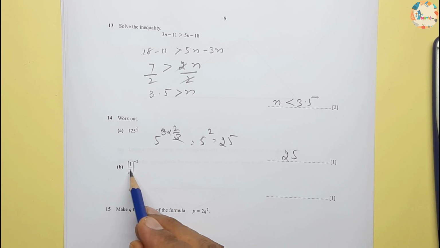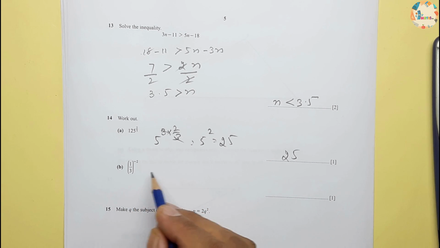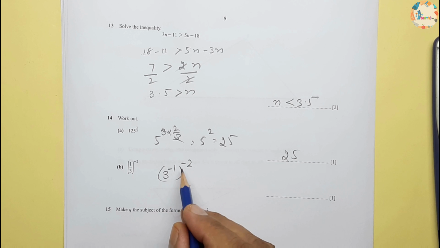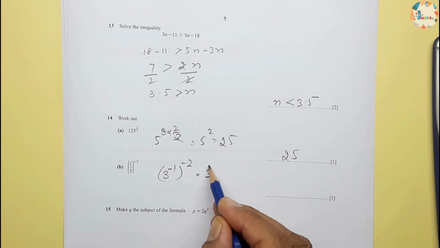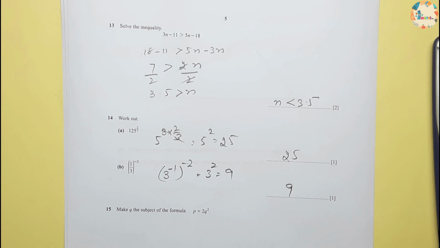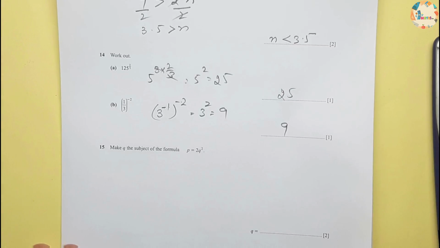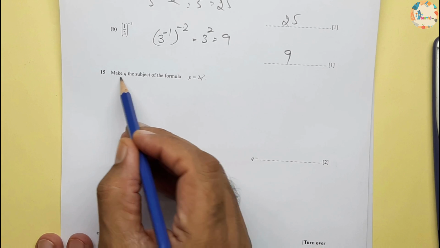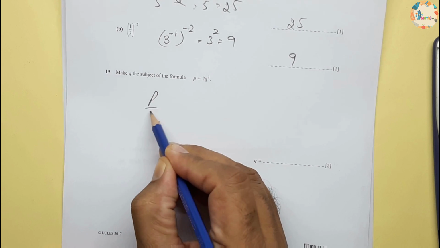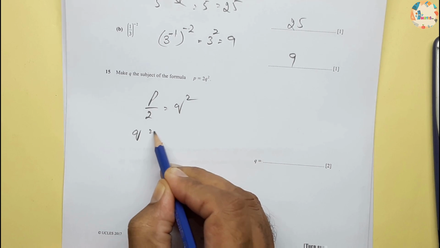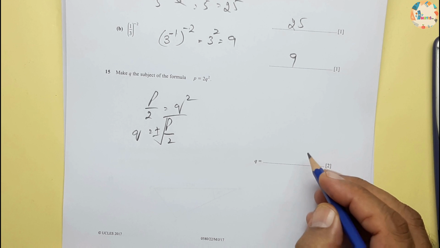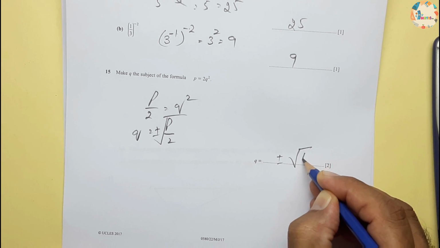This one also you can show, or directly you can write the answer. This is like 1 by 3 raised to the power minus 2. So you can write 3 raised to the power minus 1 whole raised to the power minus 2. I'm showing working so that you can understand properly. So this will be multiplied, this will be 3 raised to the power minus 1 into minus 2 will be plus 2. So this will be 9. So you can write answer 9. One more question, no need to show working, but I'm showing for your explanation. Make q the subject from this one. So we can shift 2 first. So p by 2 will be equal to q square. So q will be equal to the root of p by 2, and plus minus we'll have to add, so we can write plus minus root of p by 2.